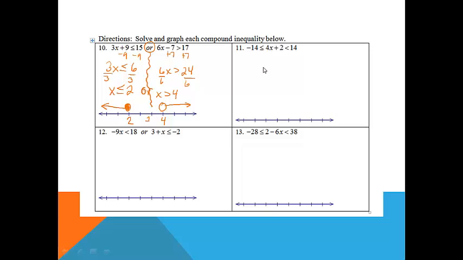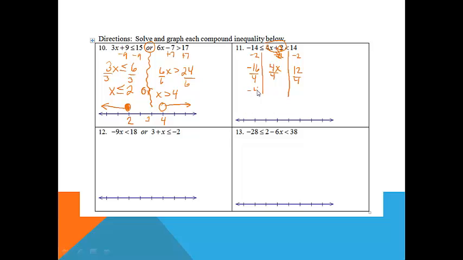Problem 11, negative 14 is less than or equal to 4x plus 2, which is less than 14. Okay, we would like to get the x by itself in the middle, and since it's a connected equation, we should have a connected graph. Okay, I'm going to subtract 2 from all three parts of my inequality. I'm going to get negative 16. I'll just have 4x left now because the 2's canceled out. 14 minus 2 is 12. And then from here, we'll divide all three parts by the 4.